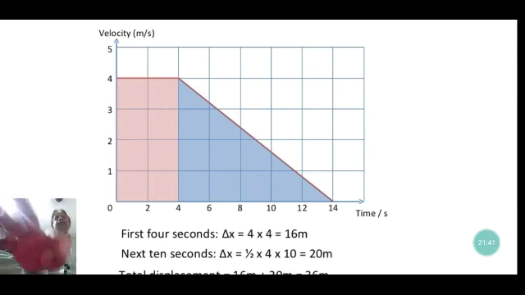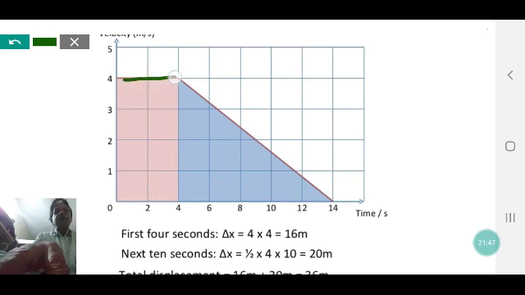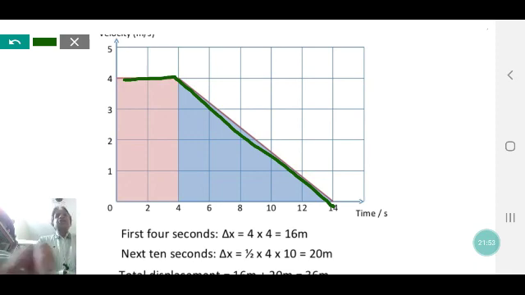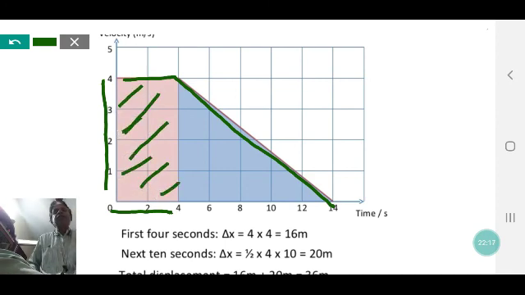We can easily find the area under the velocity-time graph. Here it is the velocity-time graph. This line is the velocity-time graph of the object between the time interval 0 to 14 seconds. Now, for the first 4 seconds, the area of the pink rectangle is 4 times 4, that is 16 meters. That 16 meters gives the displacement of the object in the first 4 seconds.